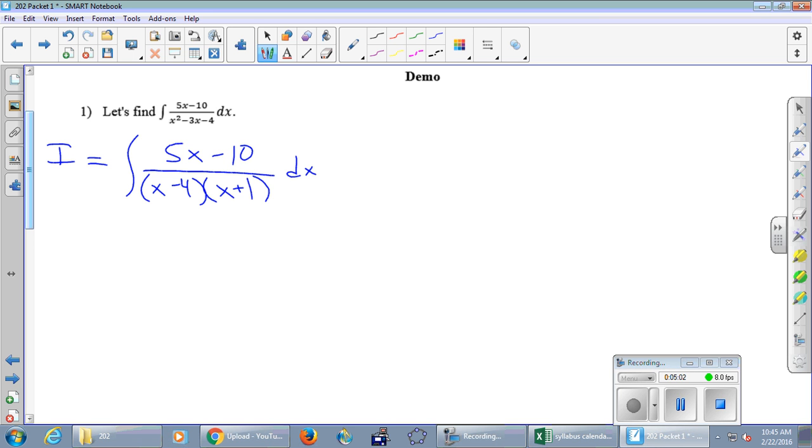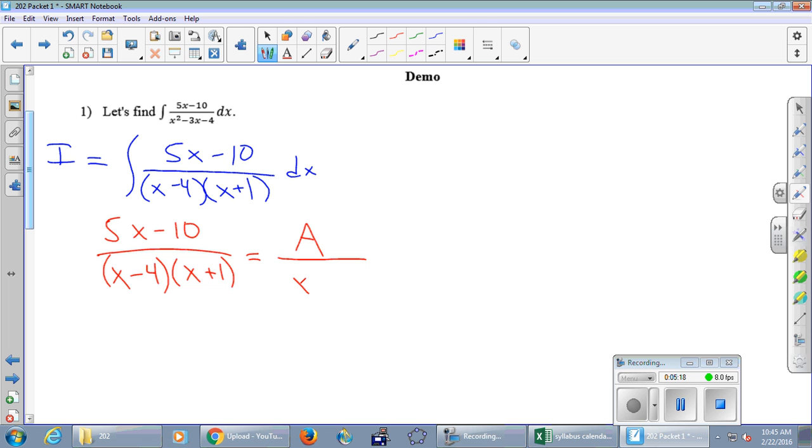And then we're going to rewrite the integrand like so. We're going to copy the 5x minus 10 over this factored version, and we're going to rewrite it this way. We're going to write it as some number called a divided by the first factor in the bottom, x minus 4, plus some number, we'll call it b, over the second factor in the bottom.